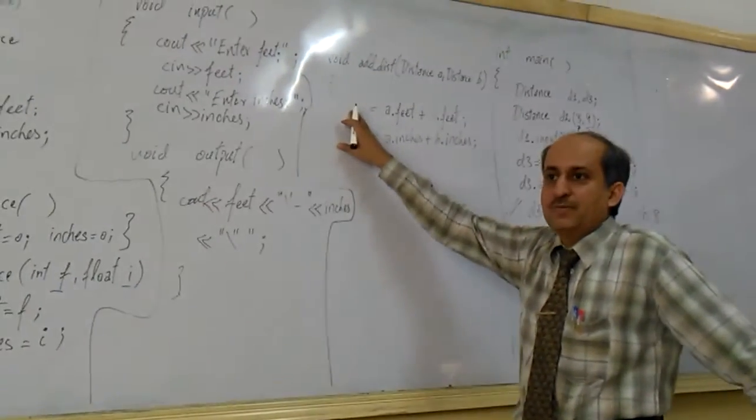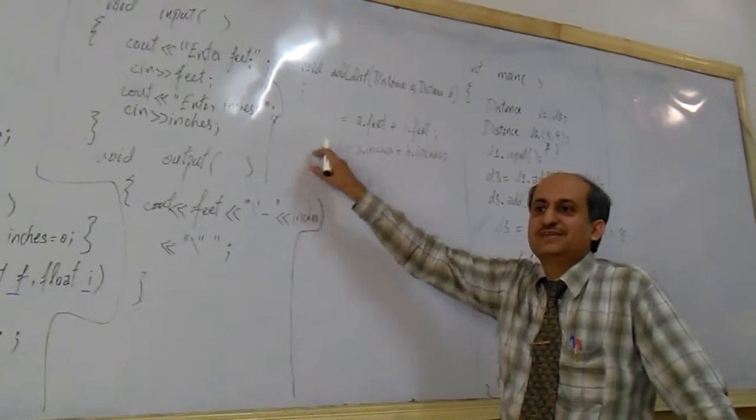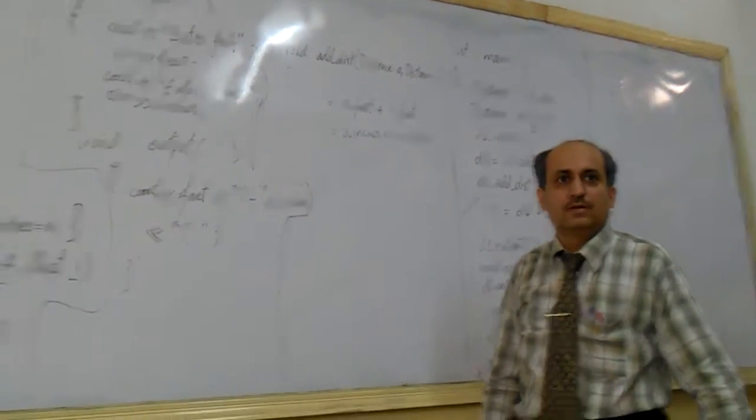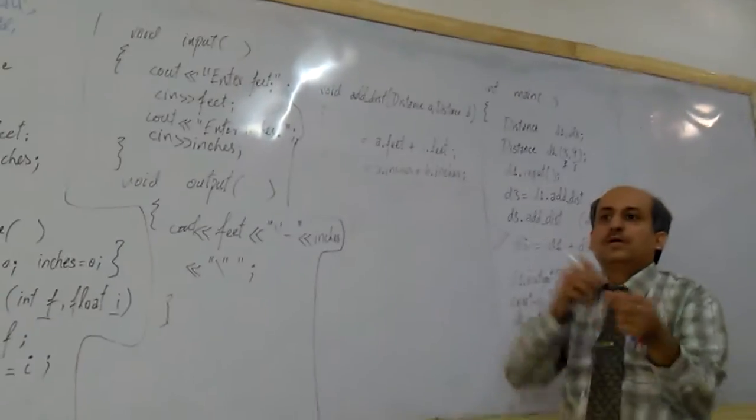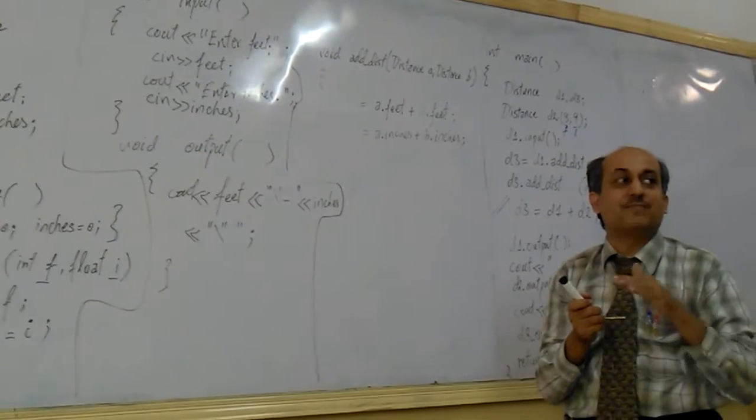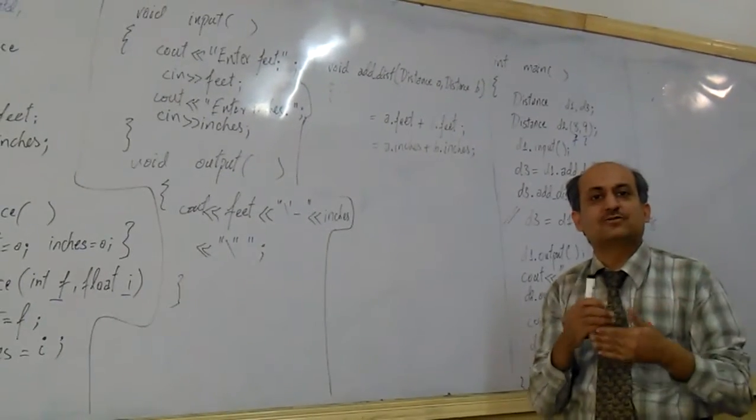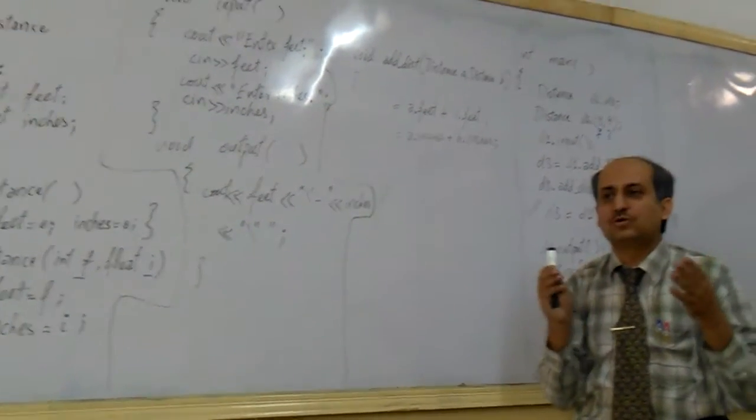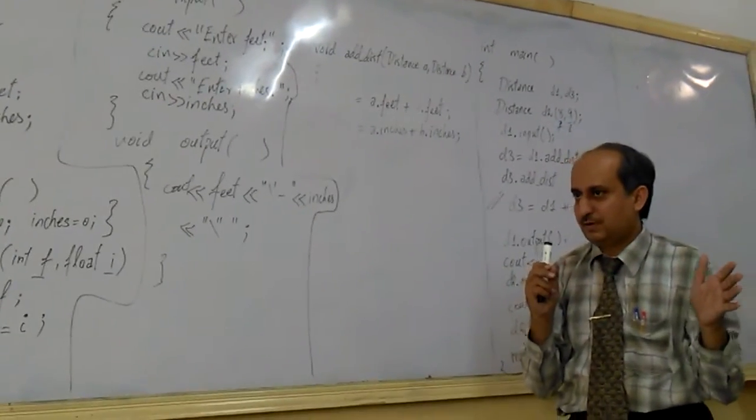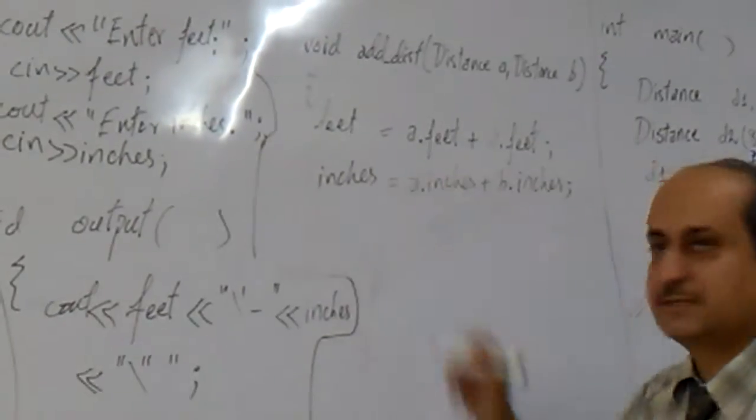How should we access it? Should I be accessing D3 or C.feet or C.inches? I don't have any other variable over here. Actually, if we want to access the data members of the object which is calling the function, we can just write those data members. We do not need to put any variable name, or write any dot operator. We will just write feet and inches.